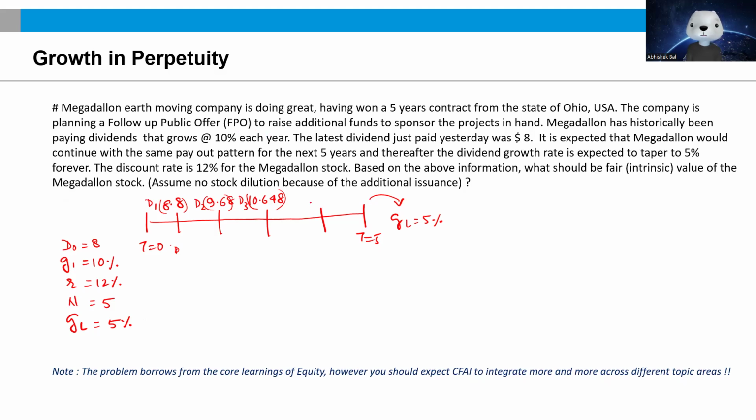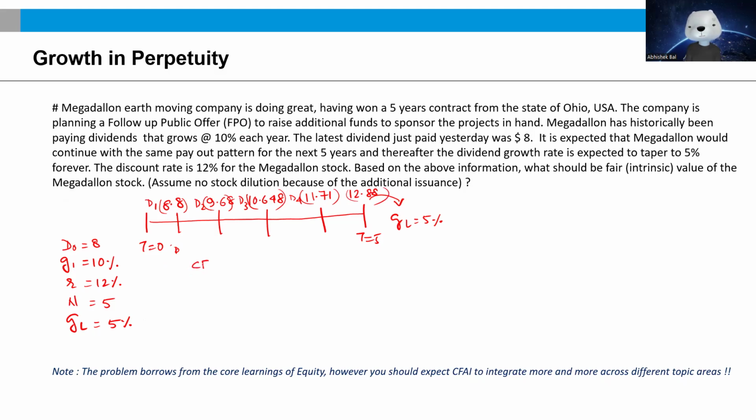So the D4 is going to be 11.71. This is my D4. And the D5 is going to be 12.88. Okay. So now what has happened from D1 to D2, we have the cash flows in front of us.